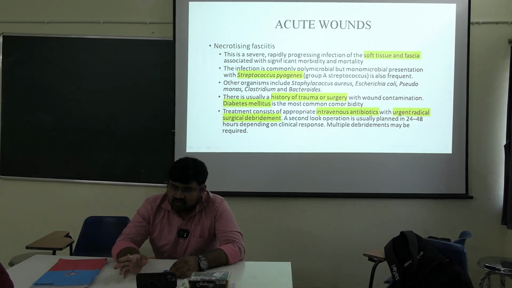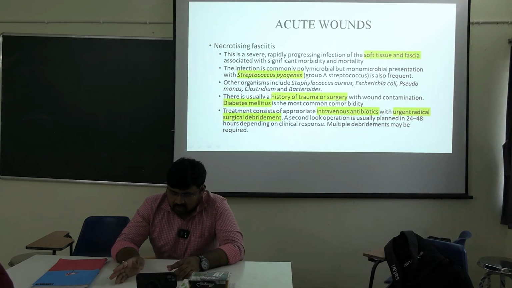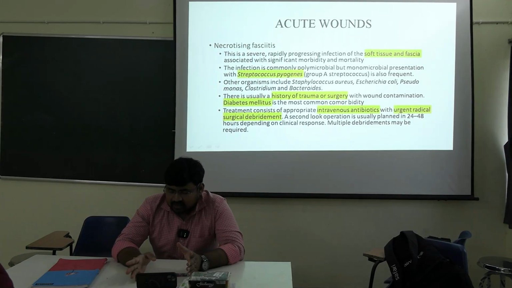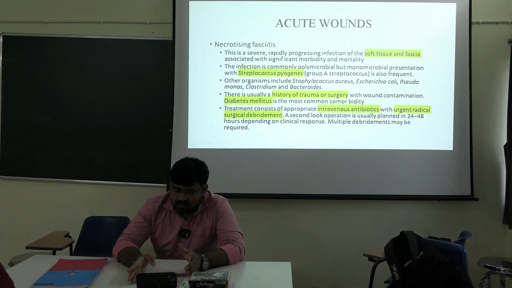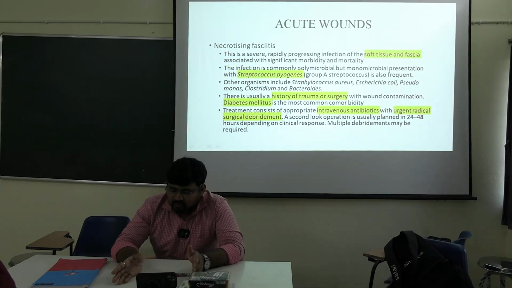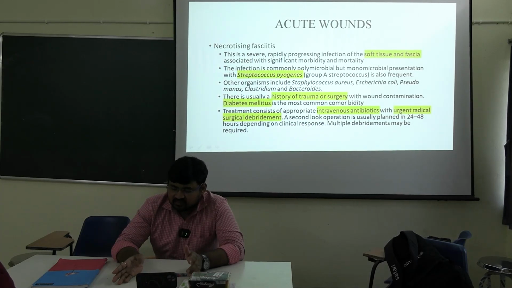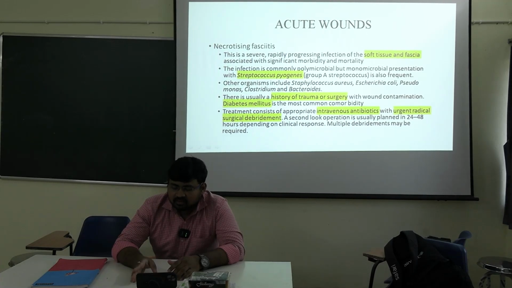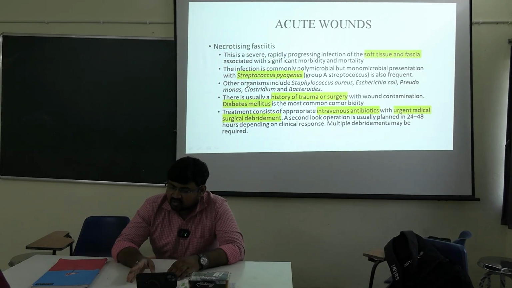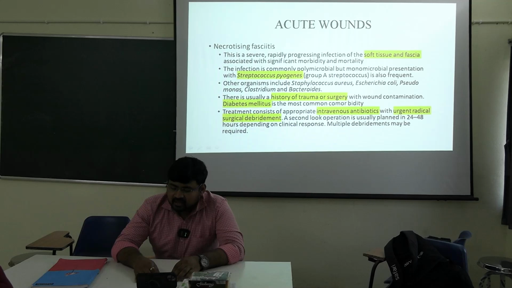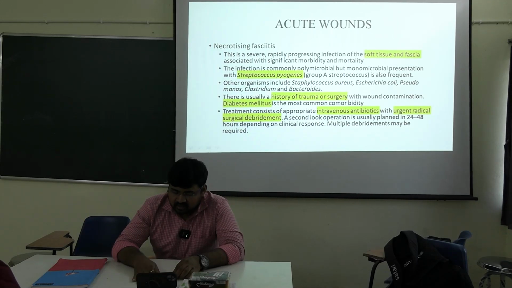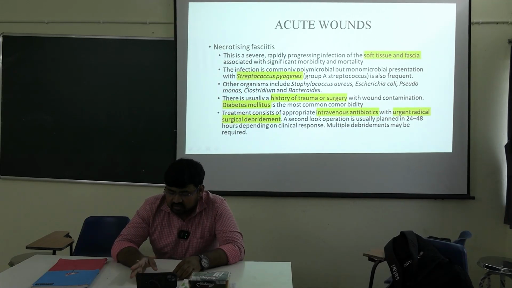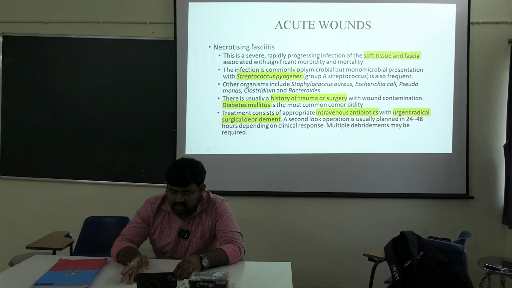Now coming to acute wounds, which are further classified. Necrotizing fasciitis: in this there is severe, rapidly progressing infection of the soft tissue and fascia associated with significant morbidity and mortality. The infection is commonly polymicrobial, but monomicrobial presentation with Streptococcus pyogenes, like group A Streptococcus, is also frequent. Other organisms include Staphylococcus aureus, E. coli, Pseudomonas, Clostridium, and Bacteroides.